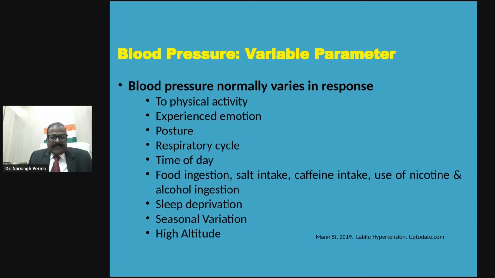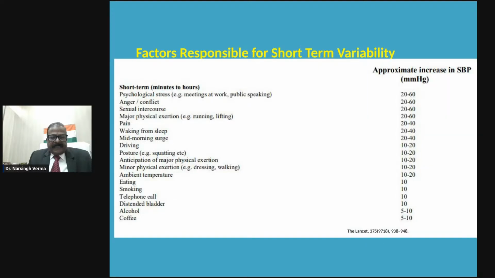Sleep deprivation is very sensitive, and it definitely changes our blood pressure, and seasonal variations are also there. During winters, blood pressure rises, and during summer it goes down. High altitude again changes the blood pressure. High altitude increases the blood pressure.